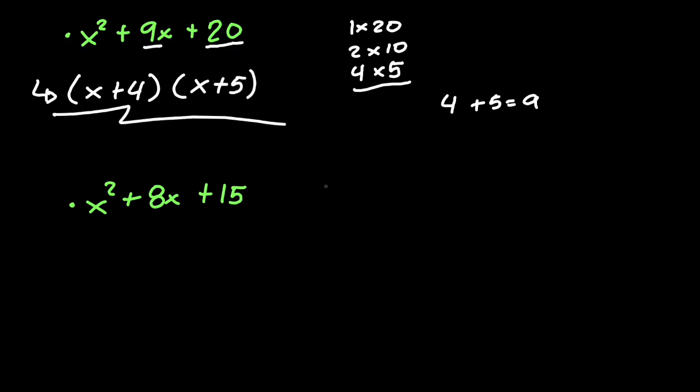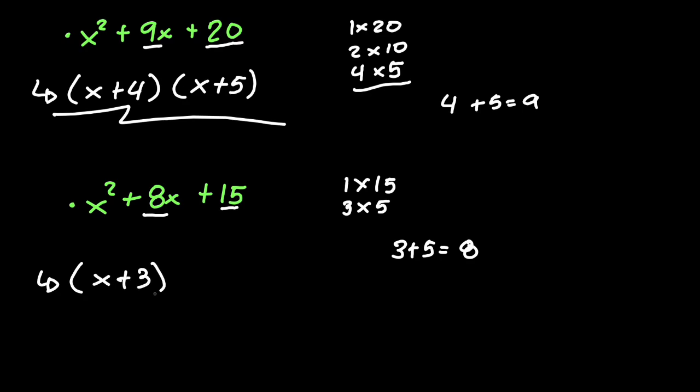For this next example, x squared plus 8x plus 15. Find the factors of 15, which would be 1 times 15, 3 times 5. Now, 3 plus 5 would be 8, which would be the middle coefficient. And so, the answer would be x plus 3 multiplied by x plus 5.